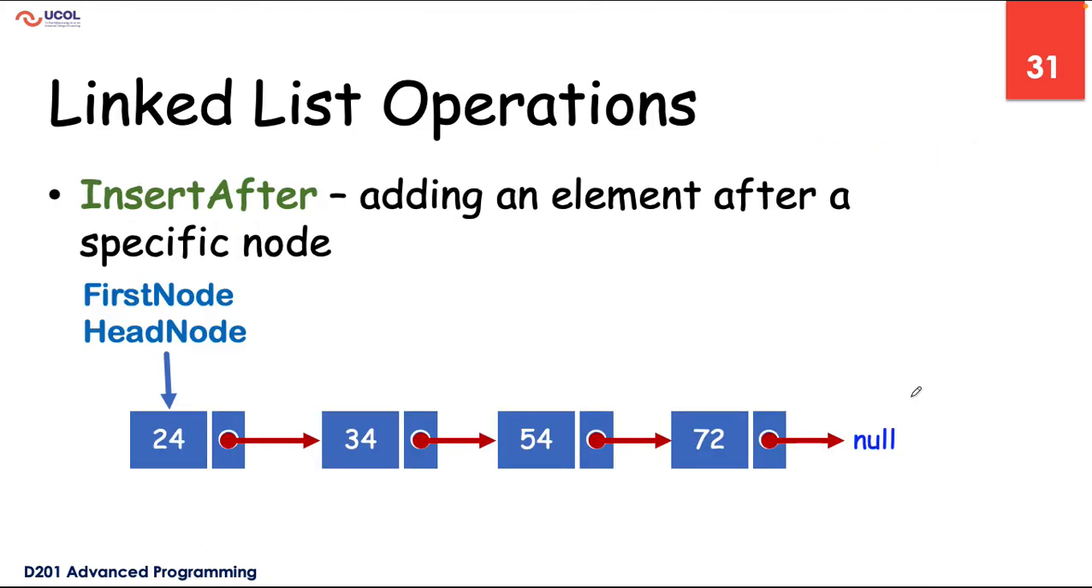Okay, again insert after, adding an element after a specific node. It means that first of all we need to find out where we want to add. So first of all we need to move our pointer to where we want to add, and then here the temp next becomes the new node next. So that's very important. Temp next becomes the new node next, and then temp next becomes the new node, and in this way we can create that particular link.